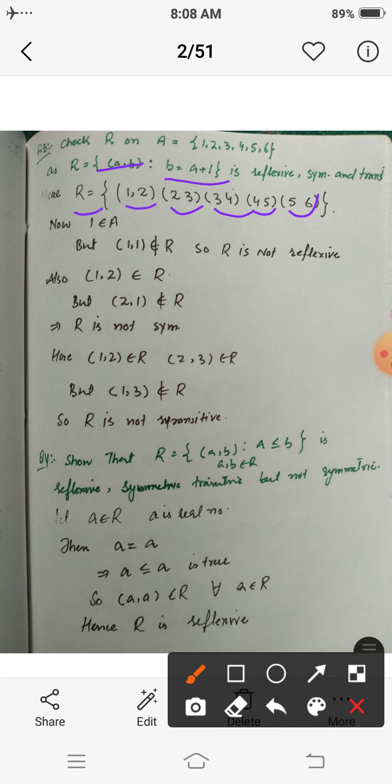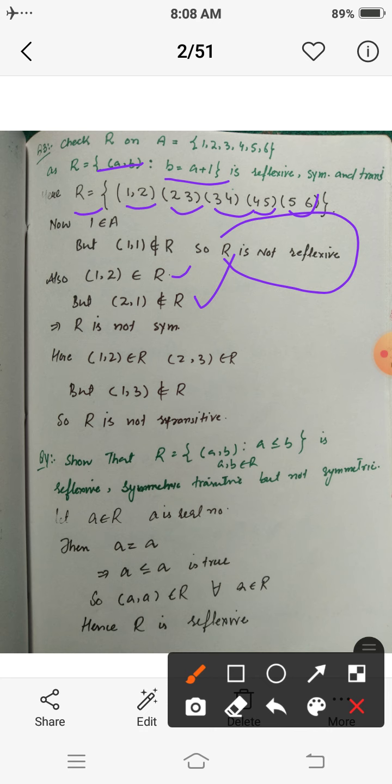Now here 1 belongs to A, 2 belongs to A, 3, 4, 5, 6 belong to A. But (1, 1), (2, 2), (3, 3), (4, 4), (5, 5), (6, 6) do not belong to R. So this means that 1 belongs to A does not imply that (1, 1) belongs to R. So R is not reflexive. Also (1, 2) belongs to R, but (2, 1) does not belong to R, because here we have element (1, 2), but (2, 1) does not belong to this R, so R is also not symmetric.